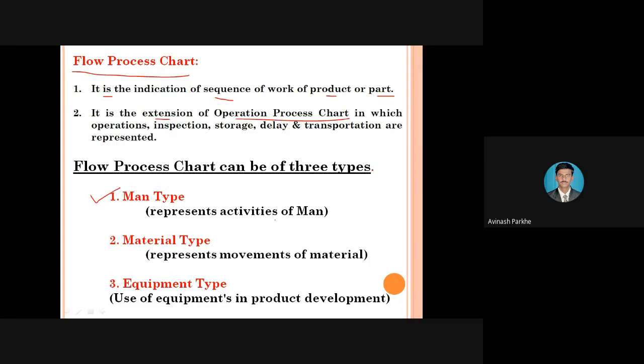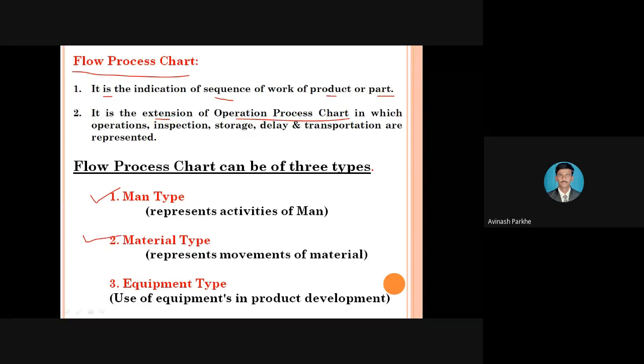For example, he has to take the raw material from the storage device. He has to hold the material in the jaw or in the machine. Then he has to start the machine. Then the machine is working. After the work is finished, he has to release the component from the jaw or machine, and place the component in the storage device. That means during the operation, while converting the raw material into finished goods, whatever number of activities are performed by the man, all those activities are represented by using this flow process chart.